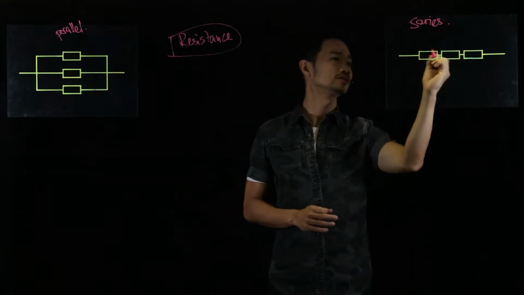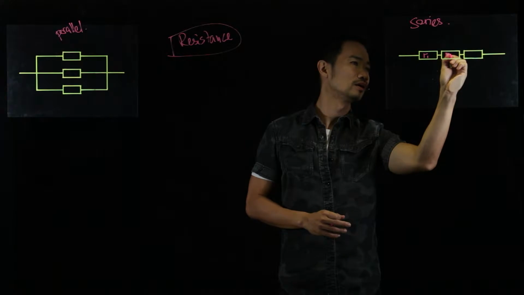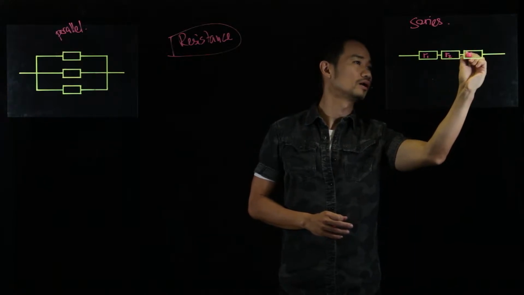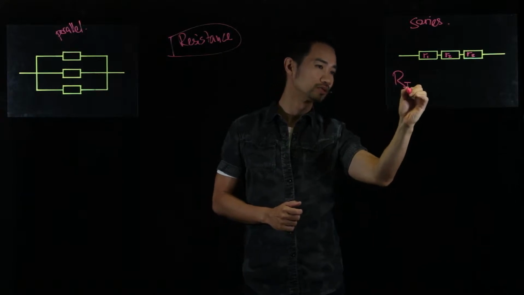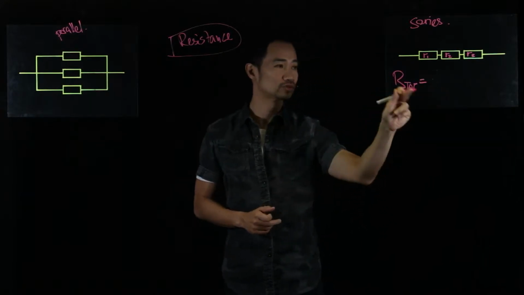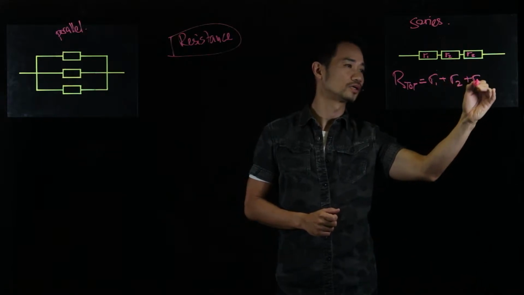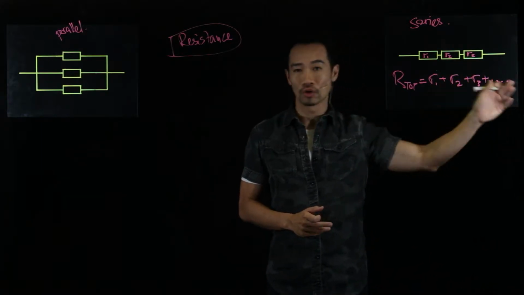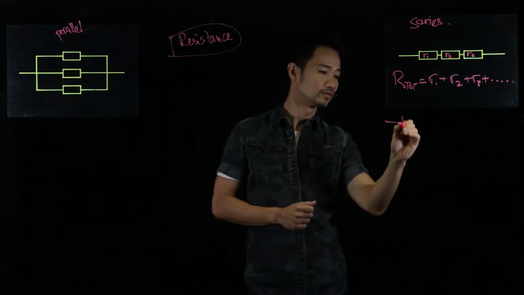So series, let's say this is R1, R2, and R3, okay? So if you were to find what is the total resistance, this is the formula. R total is equals to R1 plus R2 plus R3. And if you have more resistors, you just add them on.